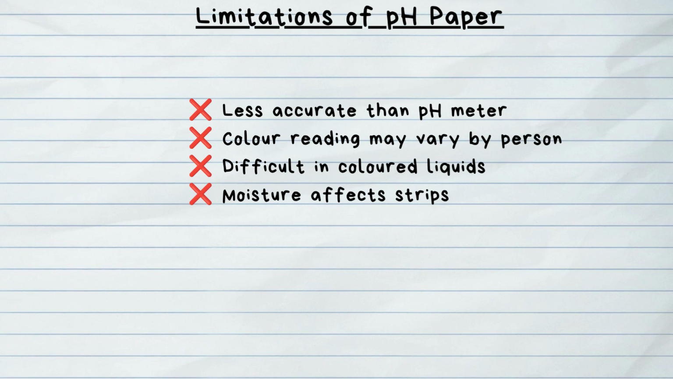pH paper also has some limitations. First, it is less accurate than a pH meter. Second, sometimes different people may see colors differently. For example, one person may say green. Another may think it looks yellow-green. Third, testing becomes difficult in colored liquids. And finally, moisture can damage the strips. Important. That is why for highly accurate testing, scientists often prefer a pH meter.